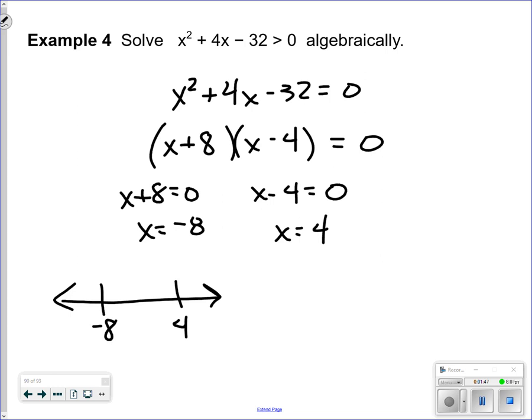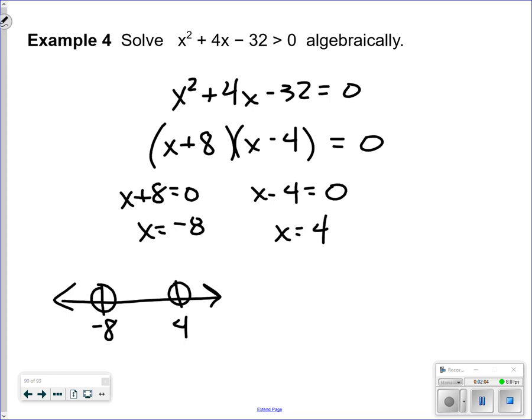Now, since it's just a greater than and not a greater than or equal to, you're talking about open circles at those locations. So again, if it was equal to, you'd fill those circles in. If it doesn't have an equal to line, then you're going to have open circles.